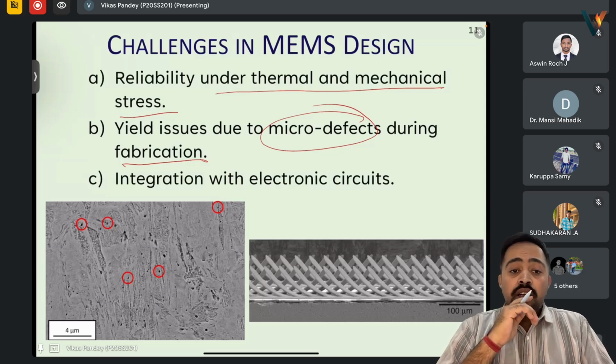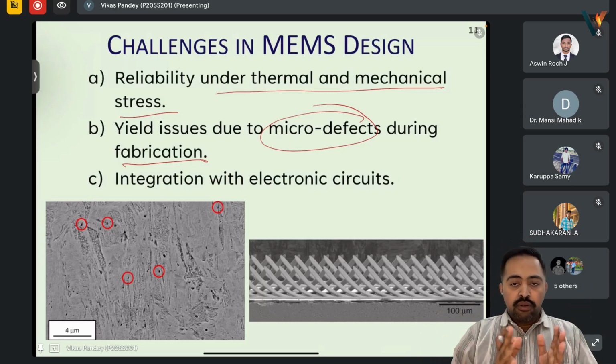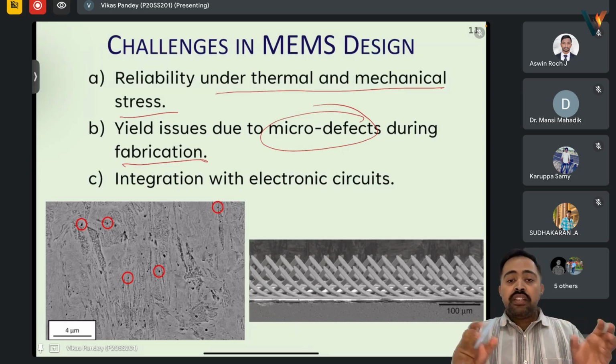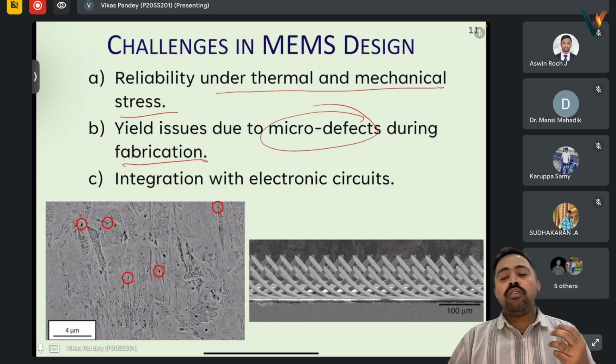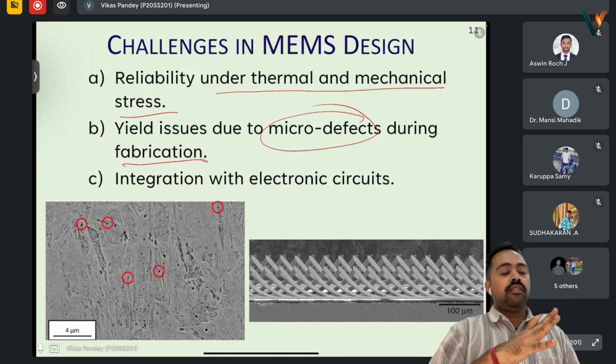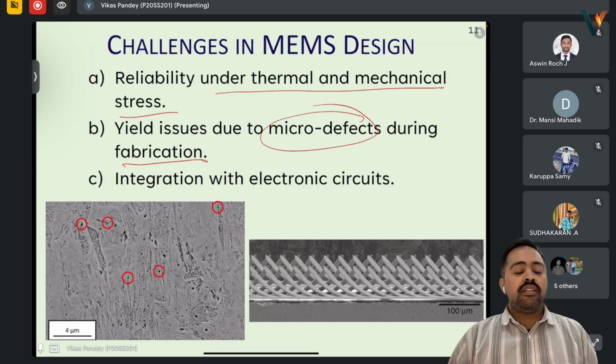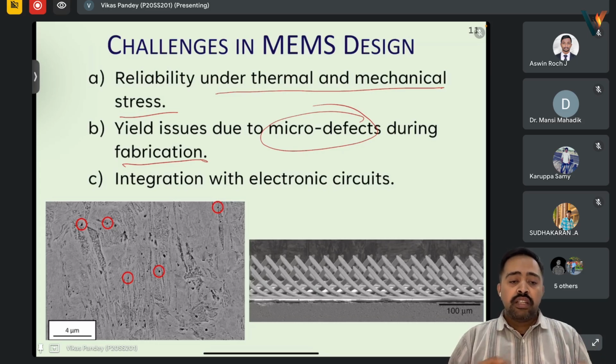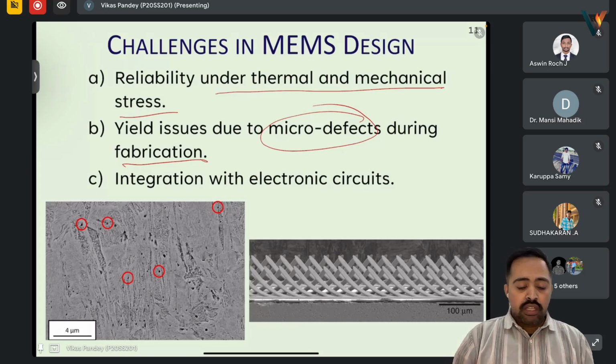Then integrating with electronic circuits, because all the circuits cannot be built into a chip. So these have to be made separately and then integrated together. That is a challenge. That is not very easy, but yes, this is possible. If we see very big mechanical devices, the integration was not possible in many cases. But in this case, it is a tedious task. So these are some of the challenges.